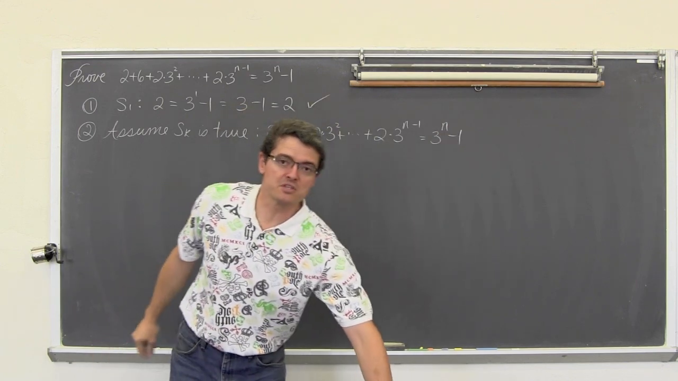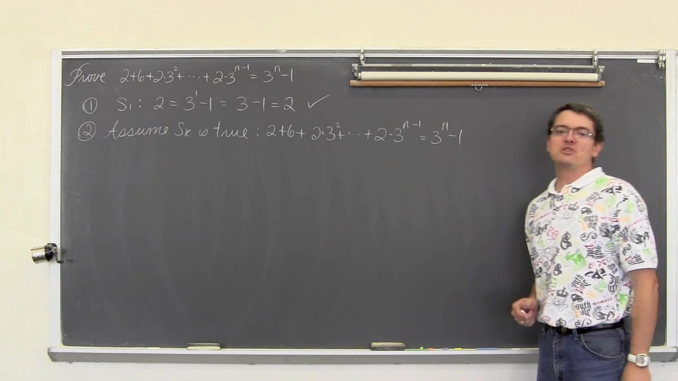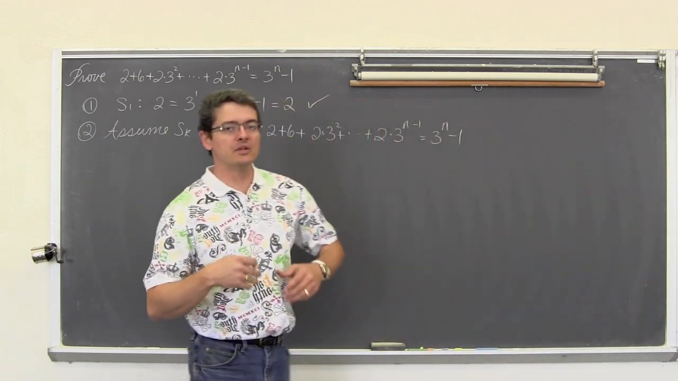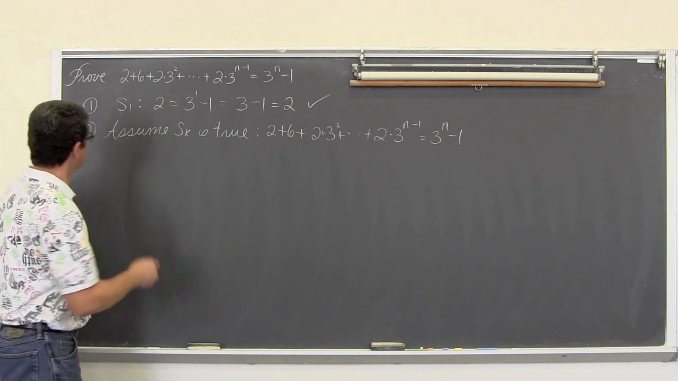Let me pause here for just a second. Okay, back to the problem. So we're assuming this to be true. Now in step 3, we're going to take the k out, plug in k plus 1, to see what the end of our proof should look like.